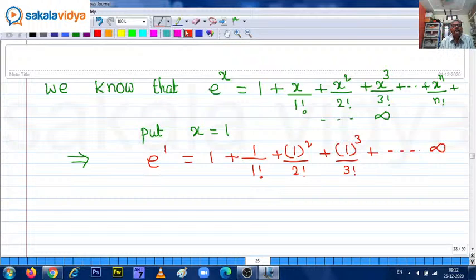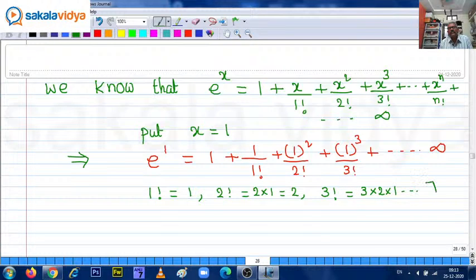My dear children, I will explain what is meant by factorial. 1 factorial means 1. 2 factorial means 2 into 1, which is 2. 3 factorial means 3 into 2 into 1, and so on. So we can write the value of e as 1 plus 1 upon 1, plus 1 upon 2, plus 1 upon 3 factorial, which is 6, and so on to infinity.